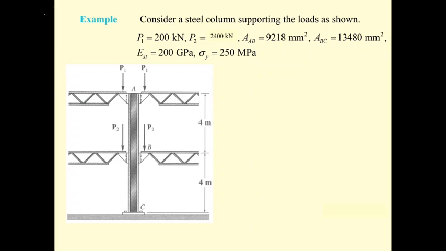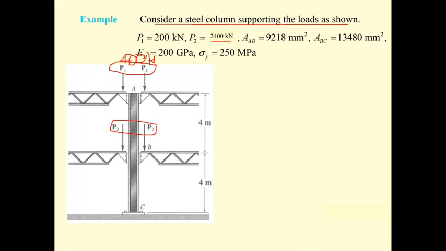Okay, this is the next example. We are going to consider the steel column supporting the load. P1 is the roof load coming from the floor and the joists on the left and on the right, 200 kilonewton each. So the total here is going to be 400 kilonewton. And for the second floor, P2 has the value of 2,400 kilonewton.